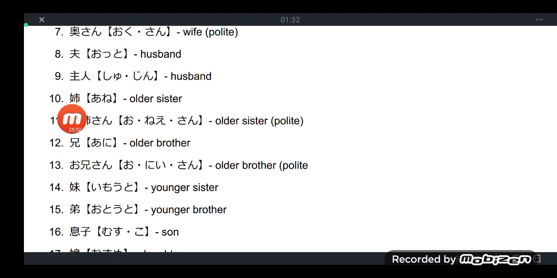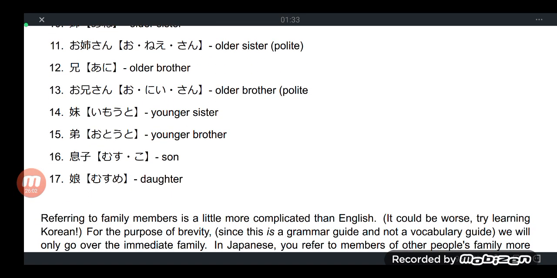Ane, older sister. Onesan, older sister in polite terms. Ani, aniki or ani, older brother. Oniisan, older brother. Imoto, younger sister. Ototo, younger brother. Musuko, son. Musume, daughter.